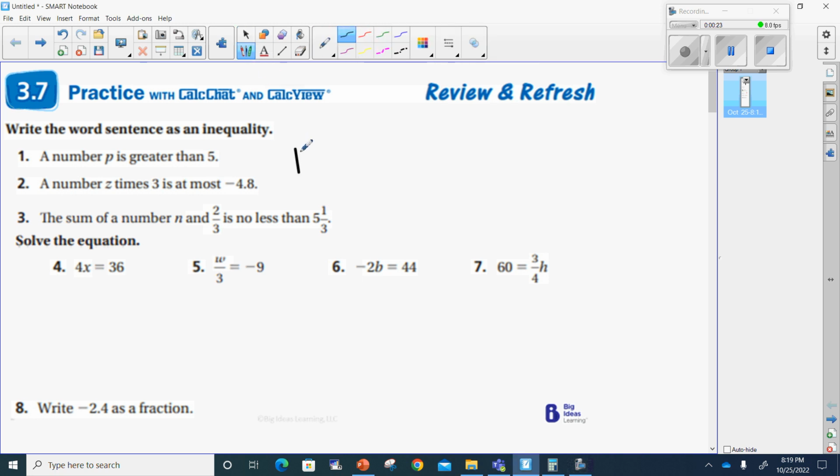Oh, there we go. A number P is greater than 5. That's how I would write that. All right, let's go to the next one.